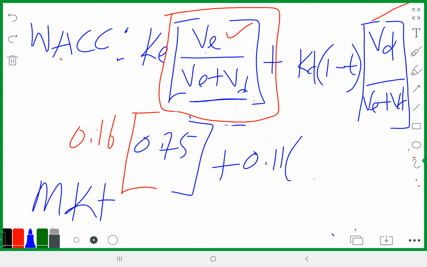1 minus the tax. The tax is 0.30, right? That's 30%. 30% is the same as 0.30. 11% cost of debt before tax. Then what is the weight of debt? The market weight of debt, which is represented by the expression VD over VE plus VD. That is the market weight of debt. So what is the market weight of debt?